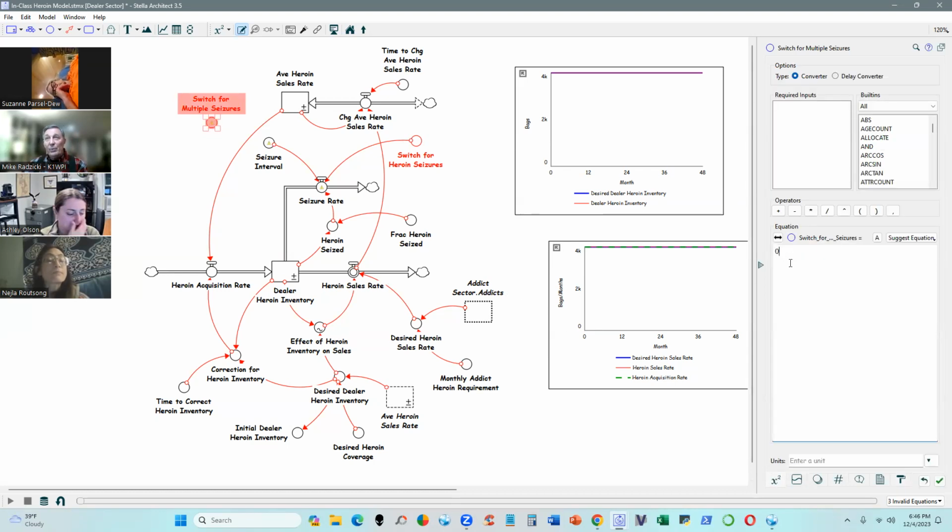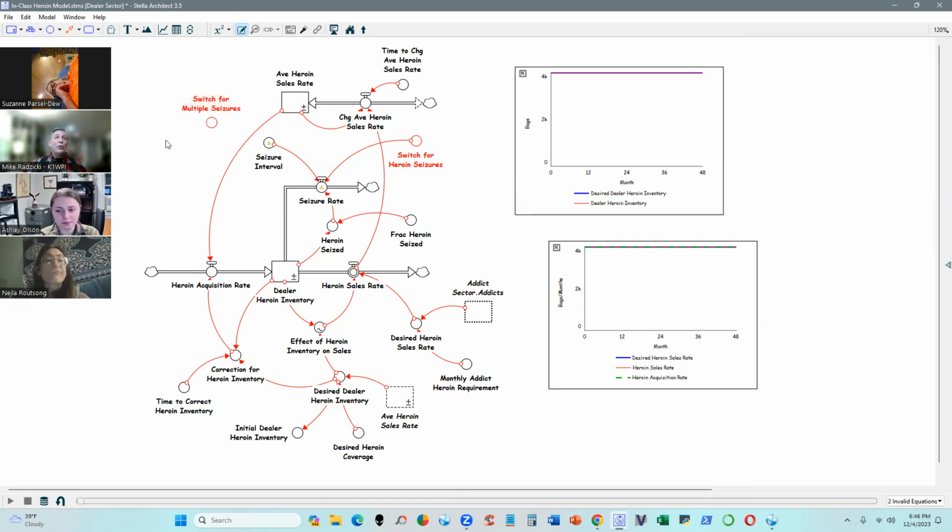You know who loved putting switches in his models was Forrester. He always had switches everywhere. It's funny. He never used causal loop diagrams, but he always had switches all over the place with his models.